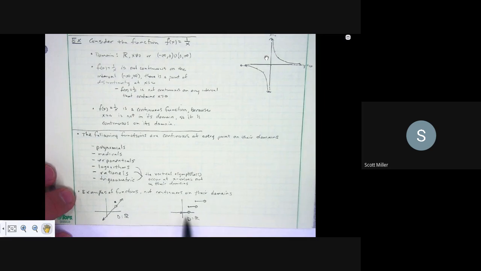Here's another one. This is a step function, the domain of which is all real numbers, okay? But you can see there are multiple spots where it would not be continuous. Again, not satisfying continuity at a point. The limit from the left does not match the limit from the right, so the limit does not exist. Here are some more on this other side.